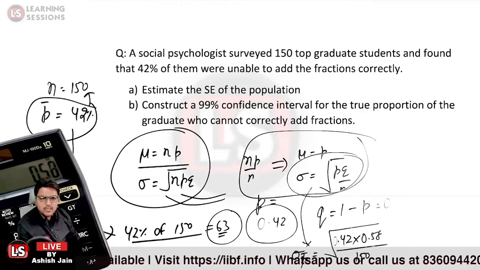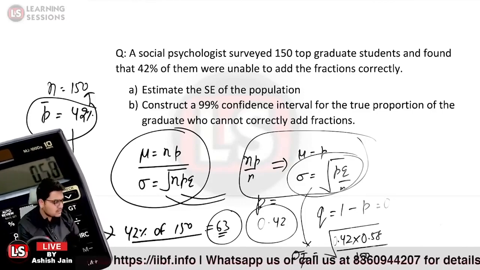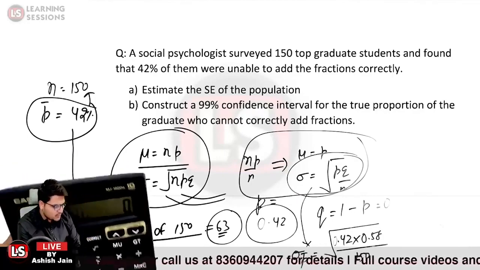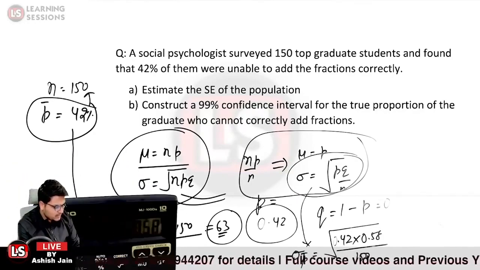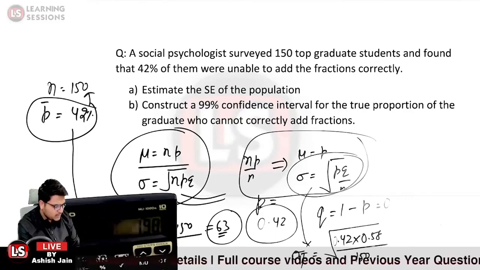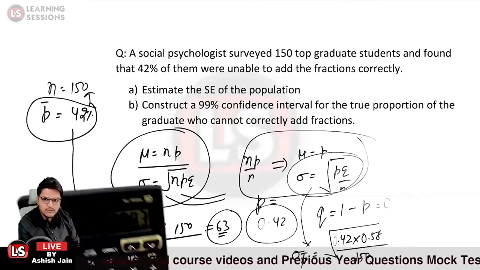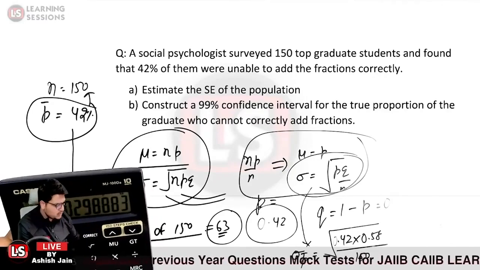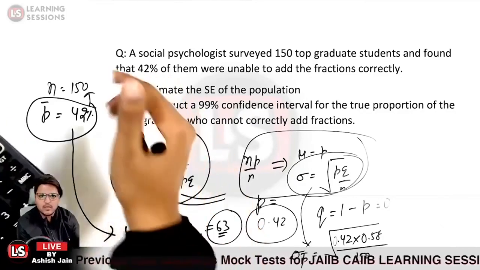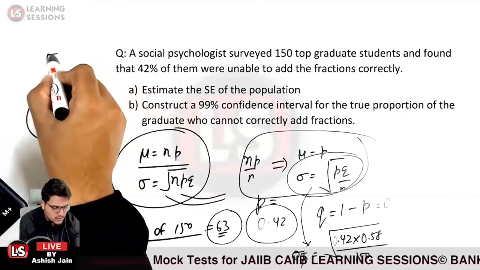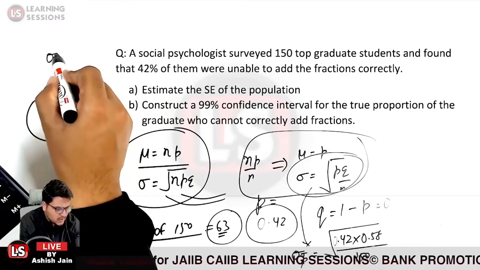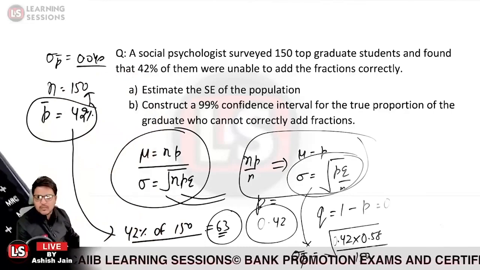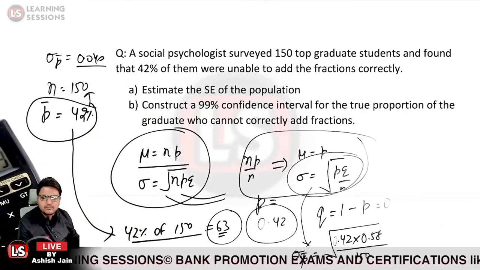So what will be the value related to the estimate? First of all, we want to calculate the standard error of the population. So the standard error in this particular case would be the square root of 0.42 multiplied by 0.58, divided by 150, which comes out to be 0.040. I'm just writing it on the top so that you do not get confused. So sigma p bar is equal to 0.040.